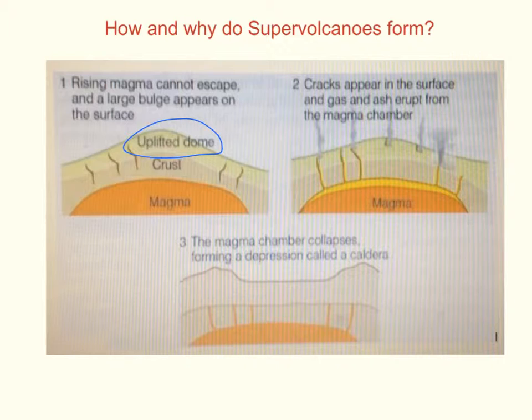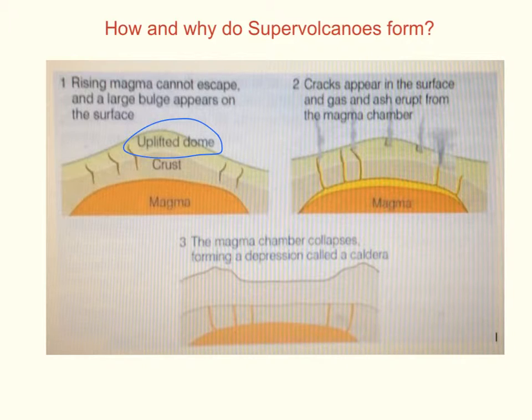Stage 2, you get cracks appearing in the surface. The geographical term for this is fissures, and the gas and the ash erupt from the magma chamber. So when the pressure becomes too much in that magma basin, the magma chamber, it finds its way up through these cracks in the overlying rock and it's going to escape. As the material is expelled from the magma basin to the surface, it's going to empty all its contents. And this is what happens in stage 3.